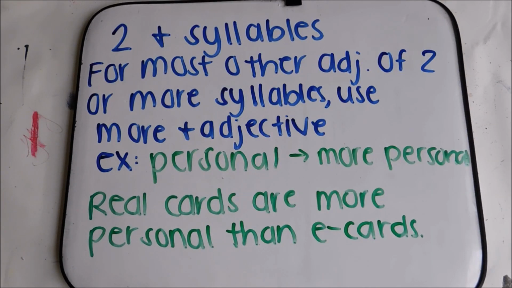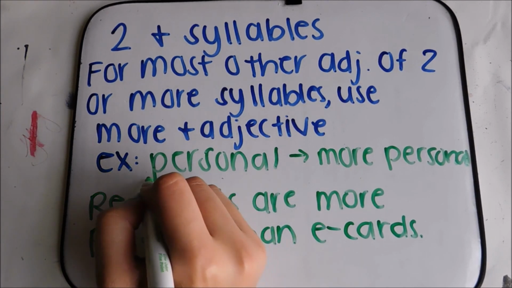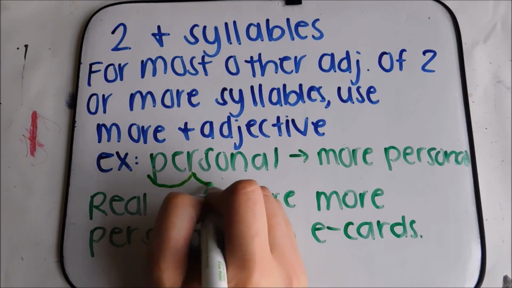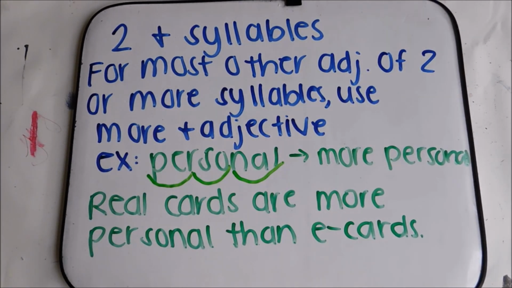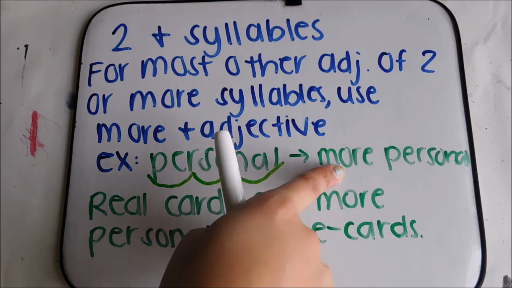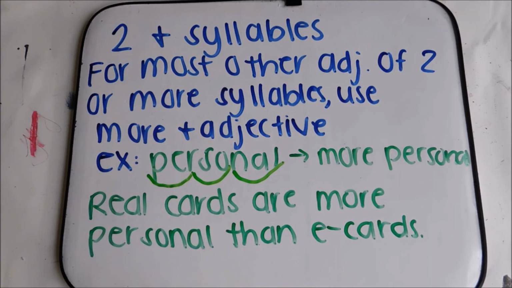When your adjective has two or more syllables, you're going to use more before the adjective. For example, the word personal has three. Personal. Three syllables. So we're going to use more before the adjective to make the comparative form. For example, real cards are more personal than e-cards.